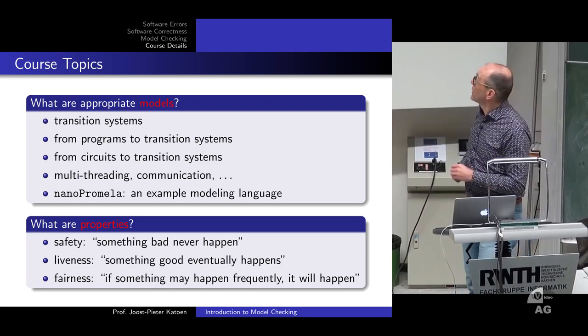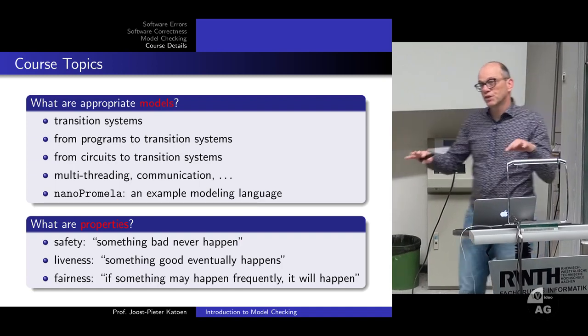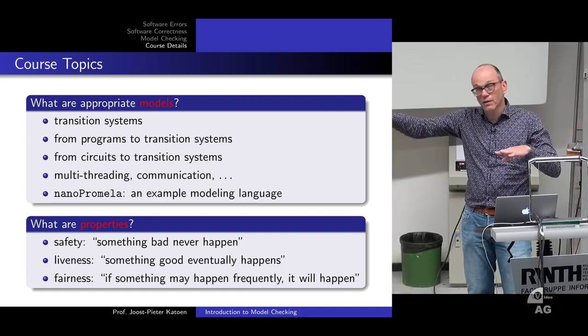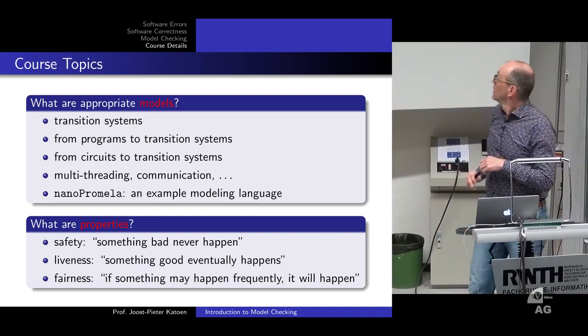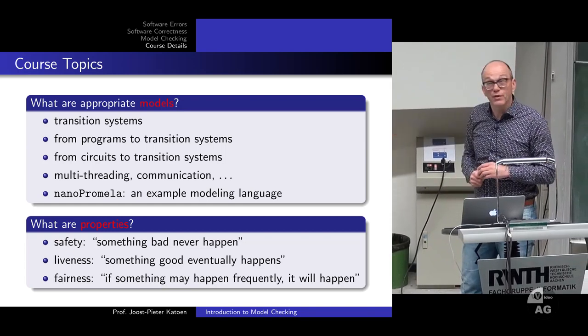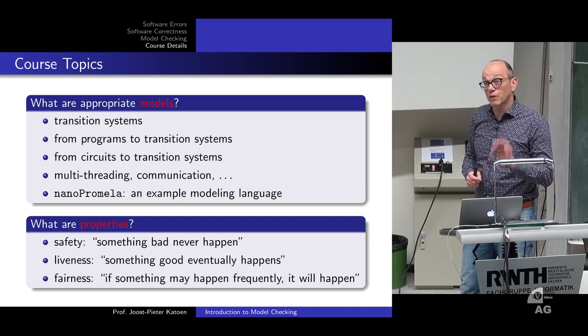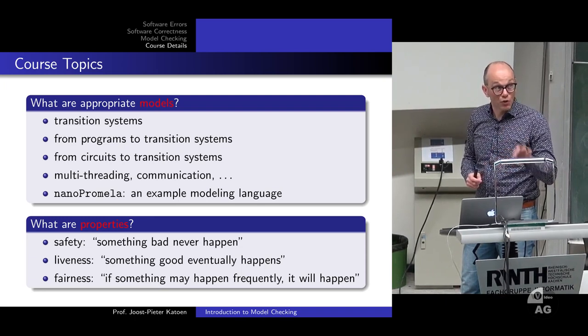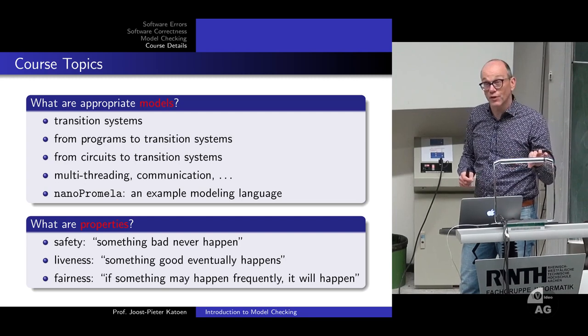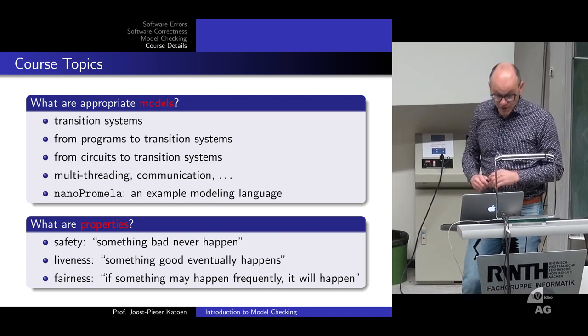Then I'm going to explain you what are properties. We first are going to take, I would say, the simplistic view, everything is linear, so infinite sequences. And we're going to see that safety and liveness properties are very important. Actually, what we are going to see that every property is either a safety or a liveness property or is equivalent to the conjunction of both. And I'm going to explain you what is fairness.